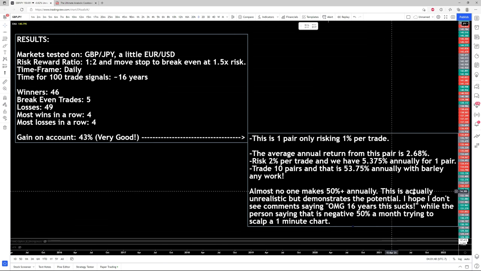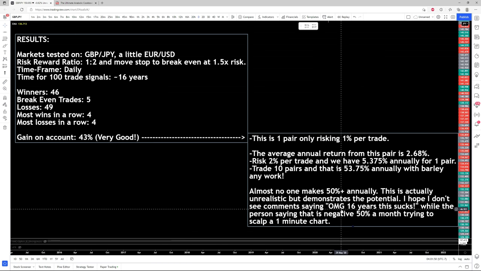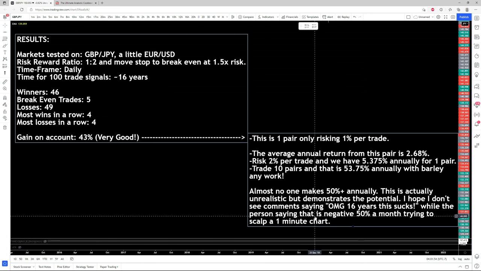I just hope I don't see any comments saying, OMG, 16 years, this sucks so much. While that person is probably negative 50% in the last month trying to scalp on a 1 minute chart. That's just the reality of it. The type of people who would say that and not understand these figures, they're thinking unrealistically and they're probably a massively losing trader themselves.